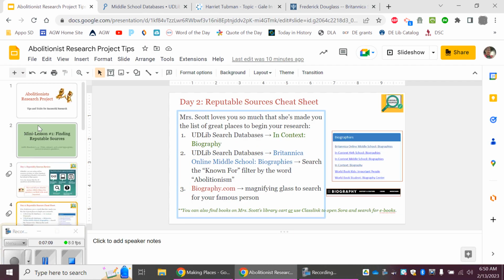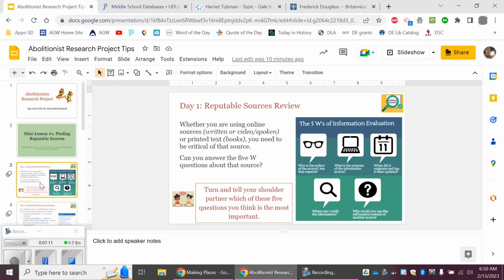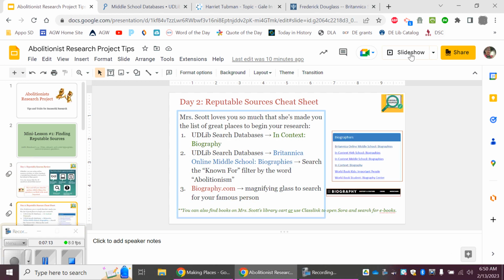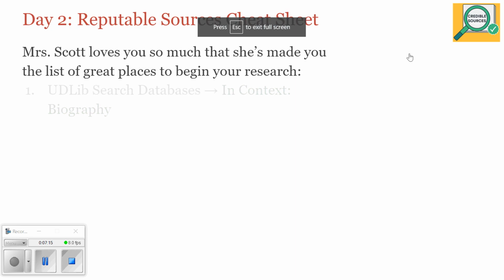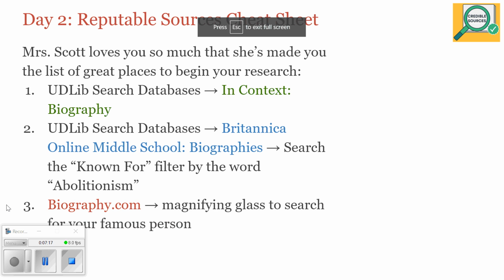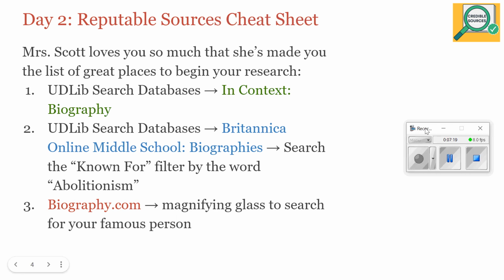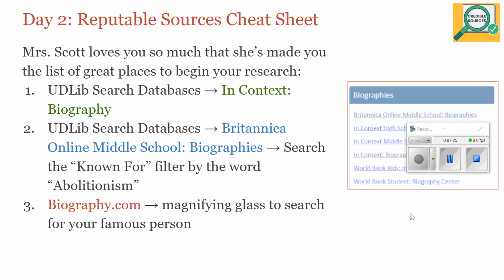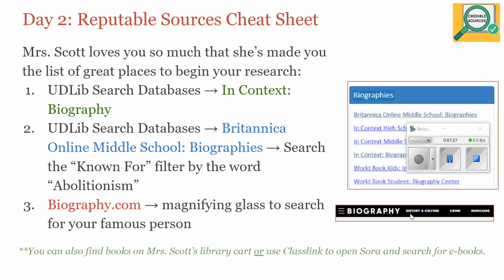So, two things to keep in mind. Make sure you're choosing reputable sources. Start, if you can, maybe with UDLibSearch. I'm going to show you one other third option just for the sake of time. I'm not going to go there, but it is biography.com. Biography.com is another source that we use sometimes to learn about famous people. And I've got a library cart of some books that you can use if you would like that instead. You can also go into ClassLink, open up Sora, and search for ebooks on this same topic. Happy searching, and good luck.